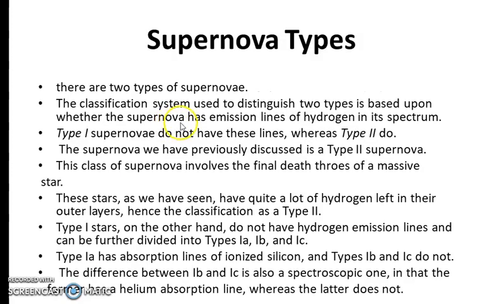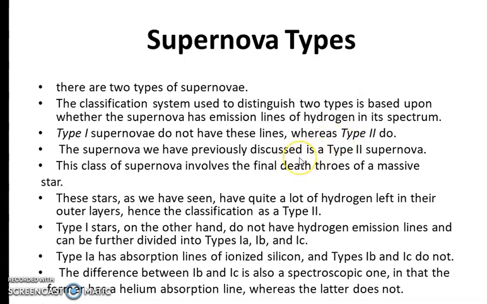Now we discuss the supernova types. There are two types of supernova, and this classification is based on the presence of emission lines of hydrogen in the spectrum of the supernova. The types are type 1 supernova and type 2 supernova. Type 1 supernovae do not have hydrogen emission lines in their spectrum, while type 2 supernovae do have hydrogen emission lines in the spectrum.